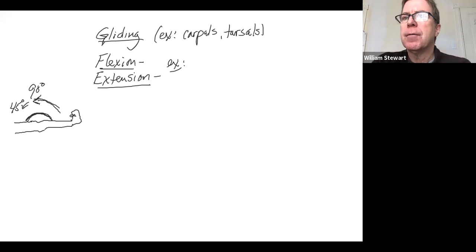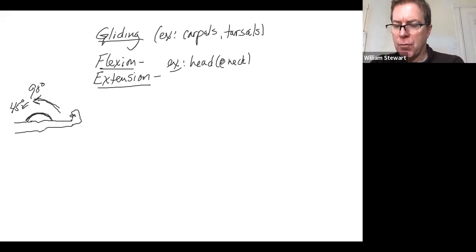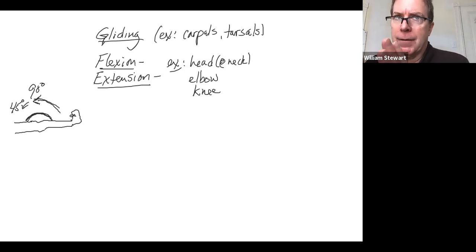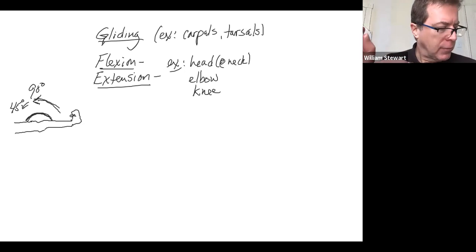Your book uses the head, that's at the neck. So if you bend your head forward, you're flexing. If you hold your head straight up, that's extension. If you tip your head further back beyond extension, that's called hyperextension. I'm going to say the elbow, the knee. We can also flex and extend at the hip joints. If you're standing up straight, that's considered extension. If you bend over, bending only at the hips, that's considered flexion at the hips. Okay, we've done enough of that one.